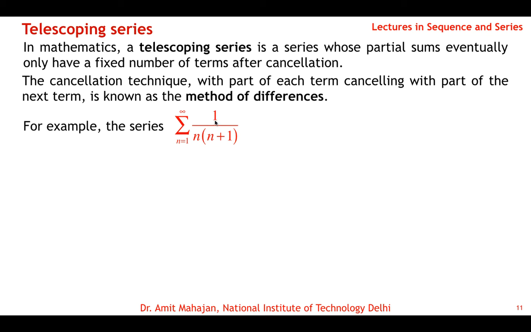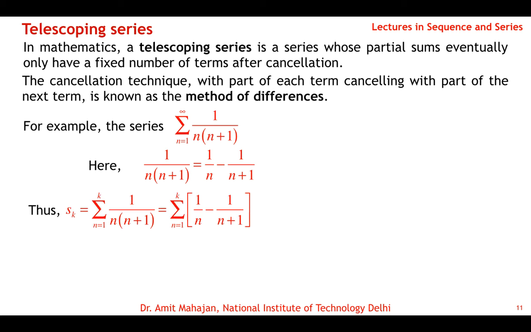So what exactly we mean is, say for example, you have an infinite series n is equal to 1 to infinity of 1 over n into n plus 1. So this a n, which is 1 over n into n plus 1, can be written as 1 by n minus 1 over n plus 1. And so if I calculate the kth partial sum S k, which will be the sum of the first k terms, that can be written in this form.